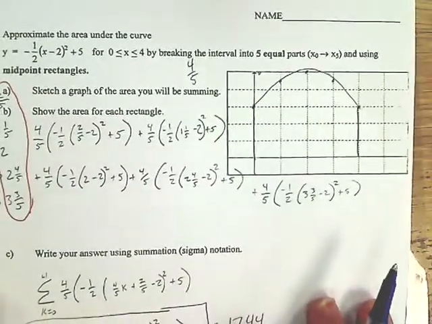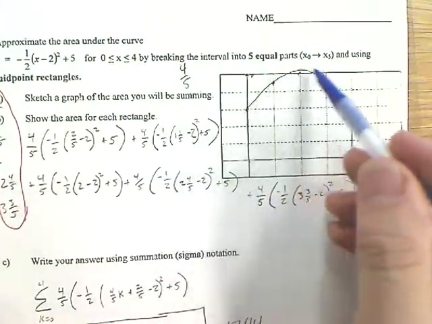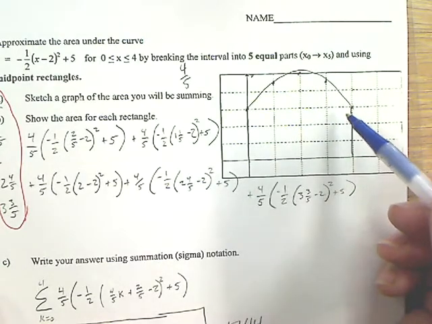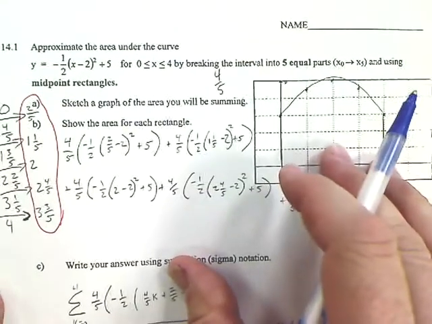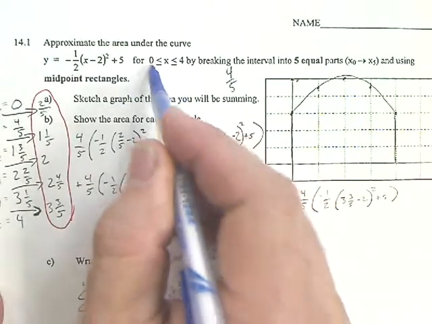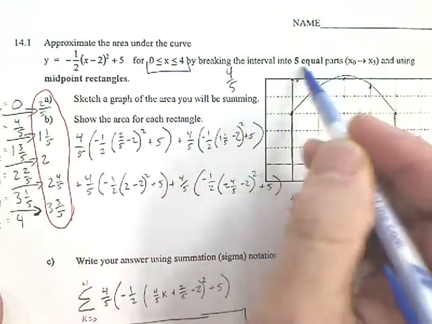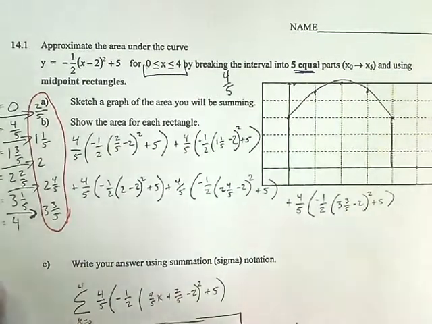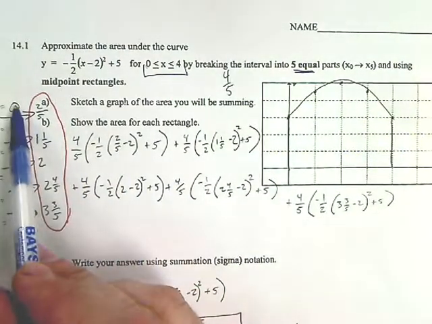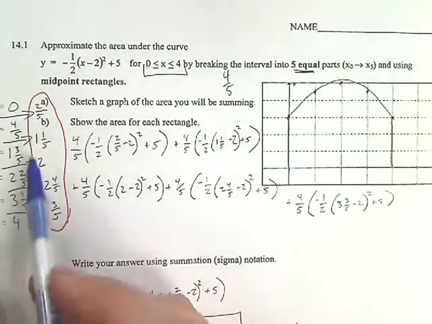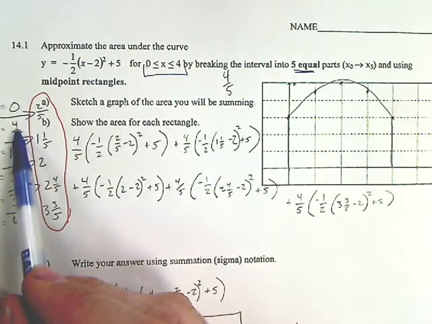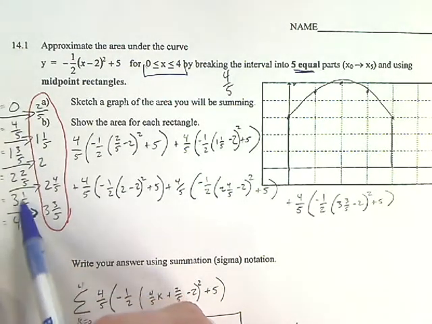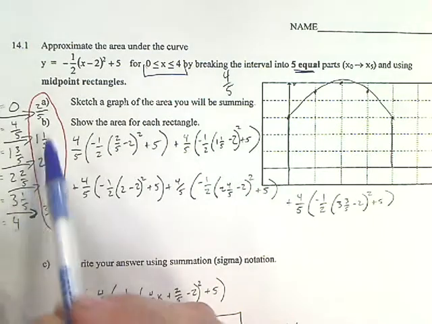One more page. Here it is. Plotted my points. Took my domain, divided into 5 equal parts. So I start at 0, end at 4. So I add 4/5 to each one until I get to 4.